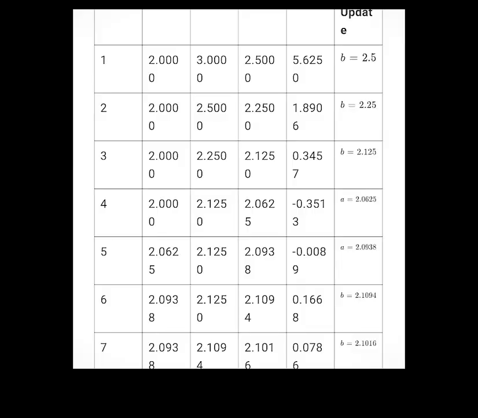You can see that my sixth approximation I have 2.1094. My seventh approximation I have 2.1016. My eighth approximation I have 2.097. But if the question says to find the real root without giving you where to stop, that is, which approximation you are going to stop at, then you keep doing it until you have a value of 0.